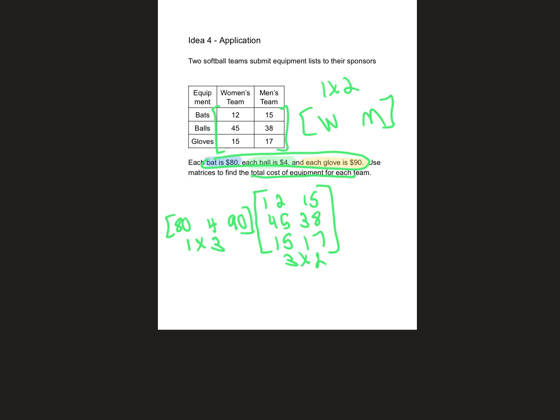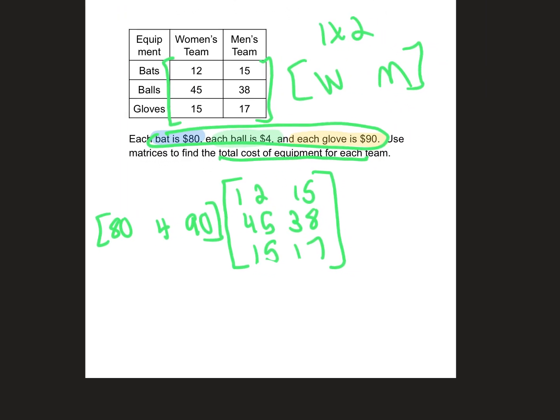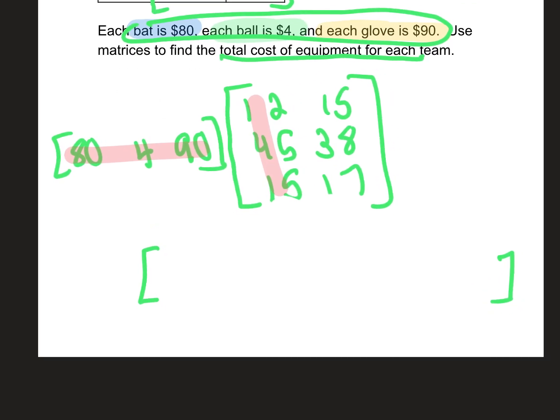Okay, so if you multiply those together, we can do the same idea that we did before. We're going to end up with a 1 by 2, so we have 1 row, 2 columns. We're going to take row 1 times column 1. So we are going to have 80 times 12 plus 4 times 45 plus 90 times 15. That's going to be our column 1.